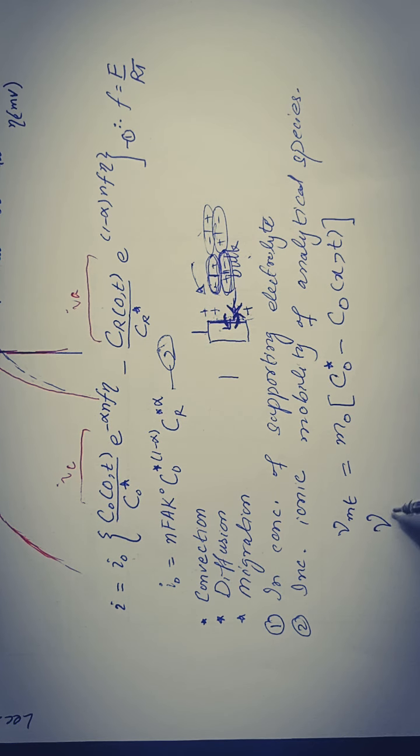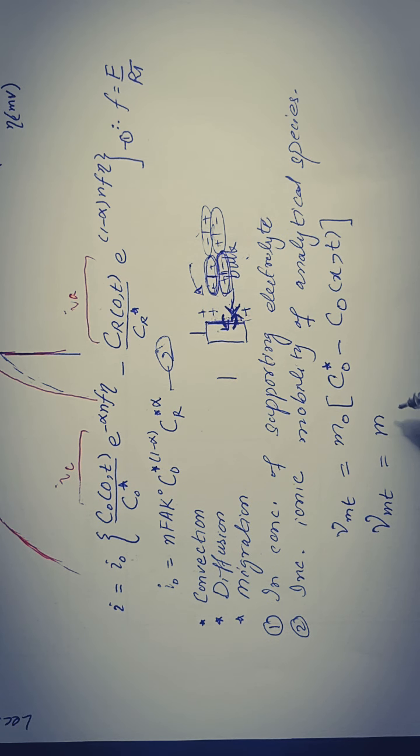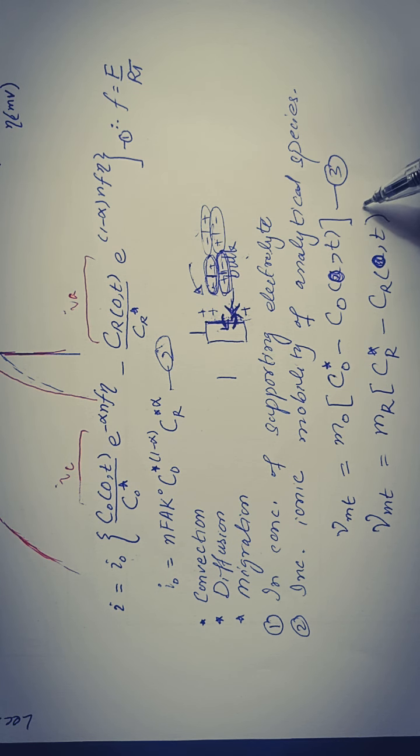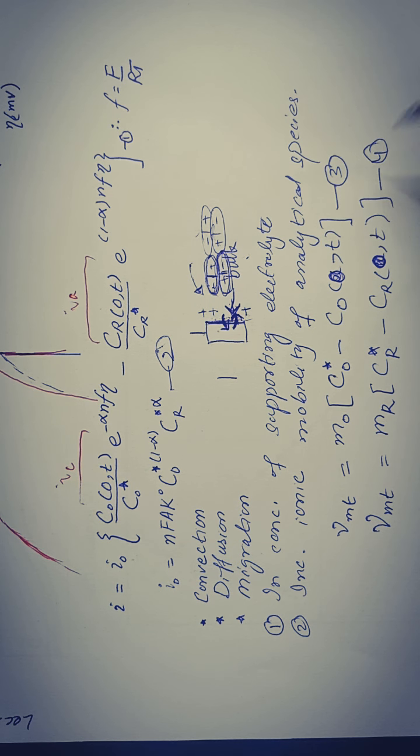Similarly, the rate of mass transfer for the net cathodic reaction is given as follows, where the surface of the electrode is x equals 0. That is equation number 4.